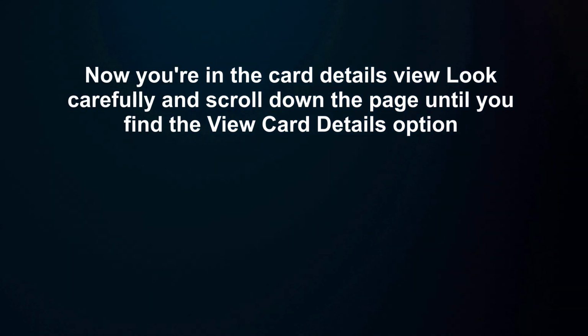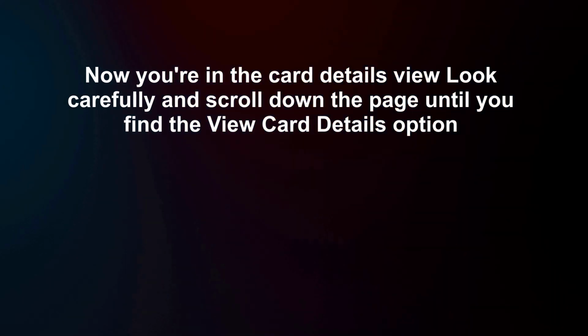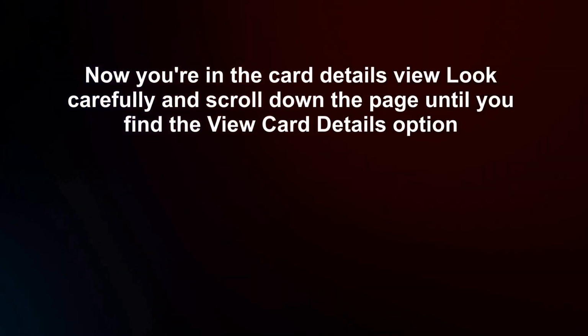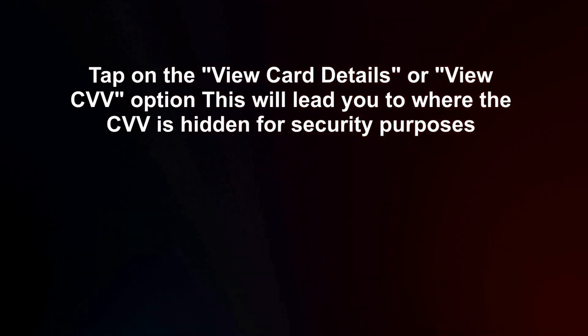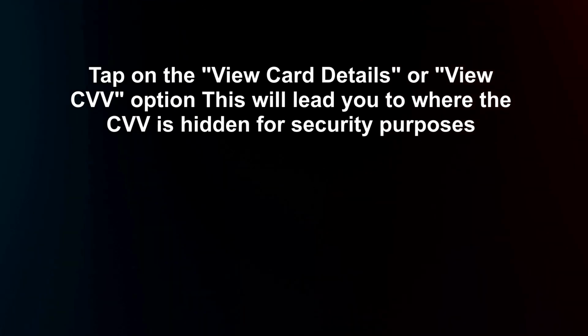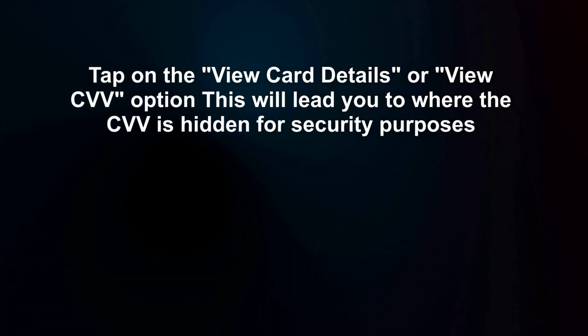Now you're in the card details view. Look carefully and scroll down the page until you find the View Card Details option. Tap on the View Card Details or View CVV option. This will lead you to where the CVV is hidden for security purposes.